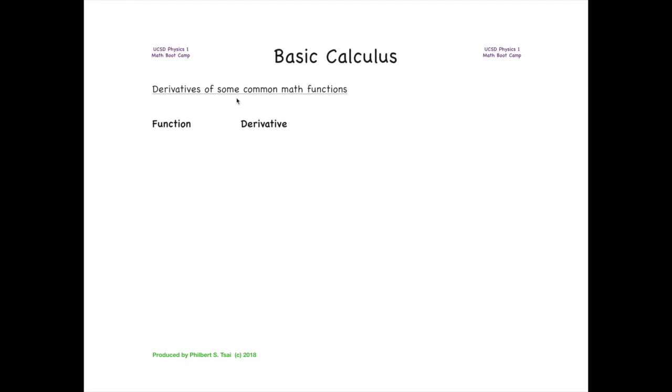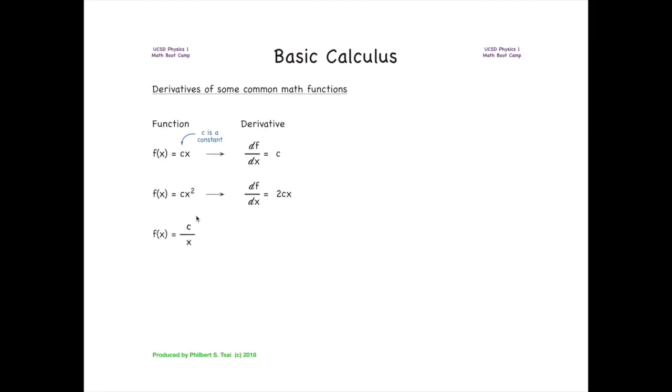Let's look at the derivatives of some common math functions. If f of x is cx, where c is just some constant value, then the derivative, df dx, is just that constant value. If the function is cx squared, we find the derivative by bringing the exponent down and then reducing that exponent by 1. This gives us the derivative of cx squared to be 2cx.